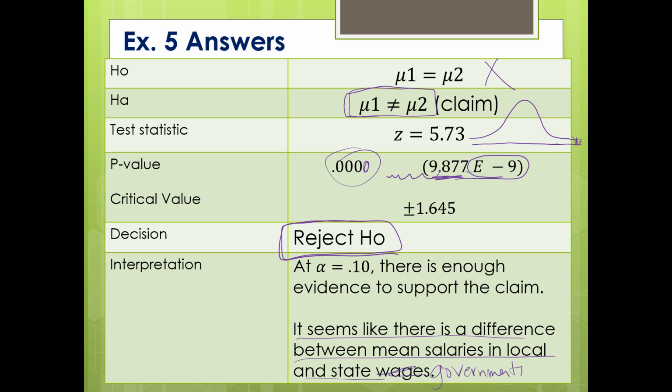Okay, but that's it. That's what this section is, okay? So it's very similar to the stuff from Chapter 7, except instead of comparing one population to a value, we're comparing one population to another population.